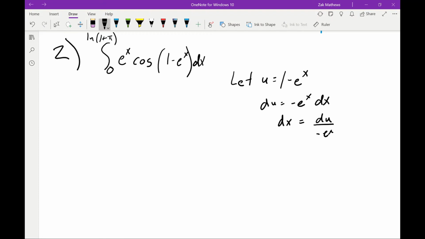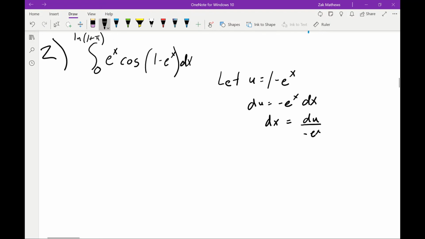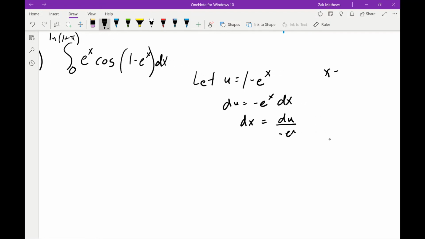But I can't just replace the dx and the x terms. I've also got to replace those limits of integration. So we have an x is equal to 0, and we have an x is equal to the natural log of 1 plus pi.